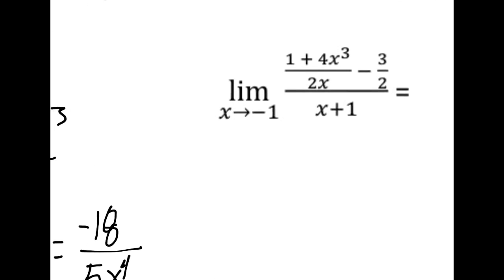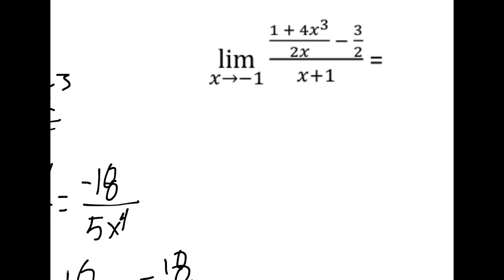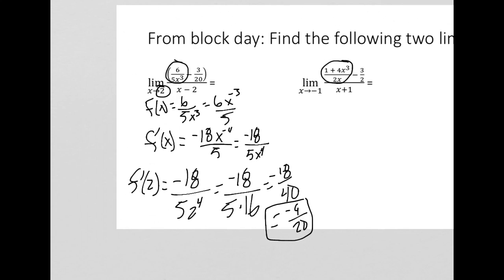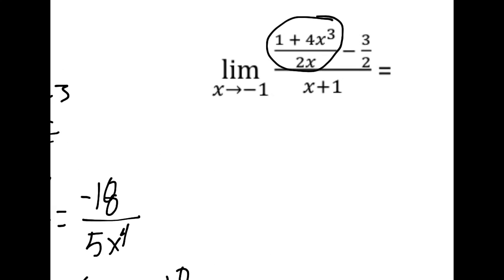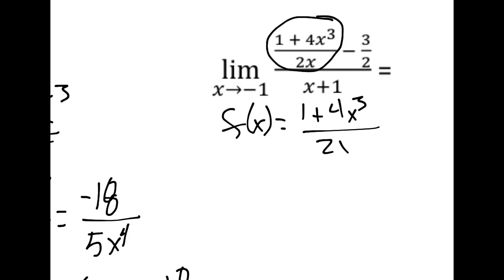We are going to do a similar problem here. Notice it's the other form of the limit this time. But our first term, wait, no, I lied, it's the same form. But here our first term is that whole mess, so f of x equals 1 plus 4x cubed over 2x.